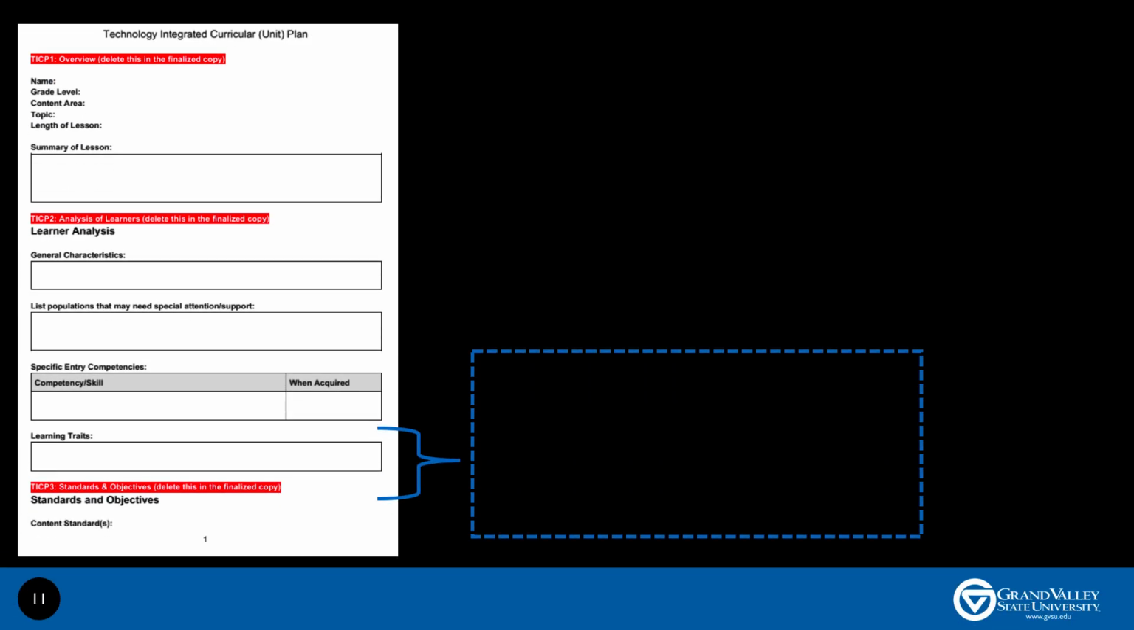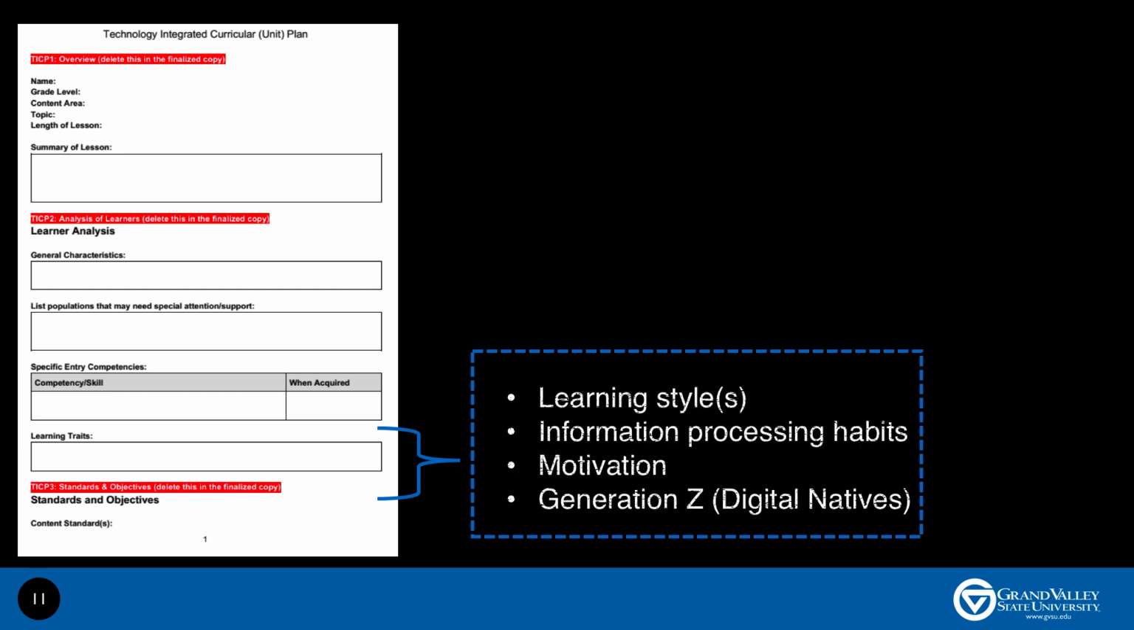The last section for TICP2 is regarding learning traits. And the questions that we should ask when completing this section are: what are the expected learning styles, information processing habits, and motivation of our targeted learners? We need to discuss the characteristics of Generation Z that we have talked about. All of these will be strongly determined, by the way, by their grade level.